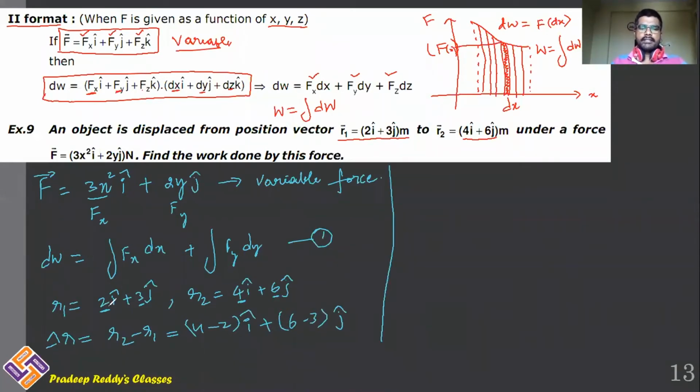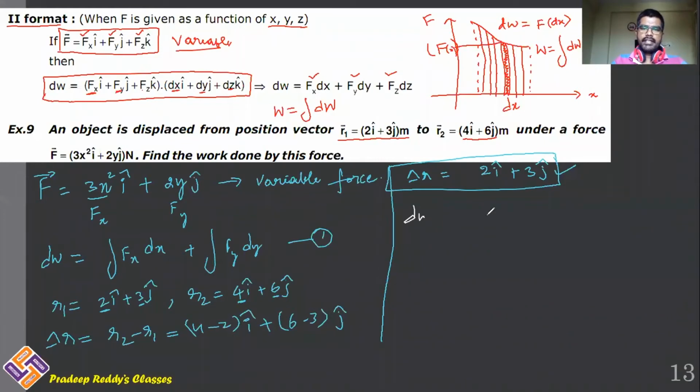Okay. So along the x-axis, displacement is observed from 2 to 4. Along the y direction, displacement is observed from 3 to 6. So displacement vector delta R is equal to 2i cap plus 3j cap. This is the displacement vector because of the applied force. This is the displacement observed in that particular object. Now I want to find out the net work done by this force. So clearly you can now use this formula from equation 1.